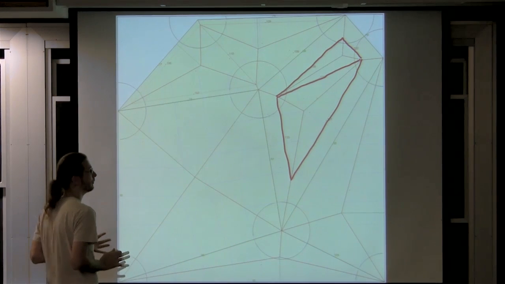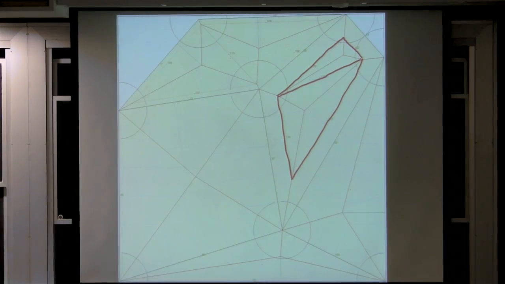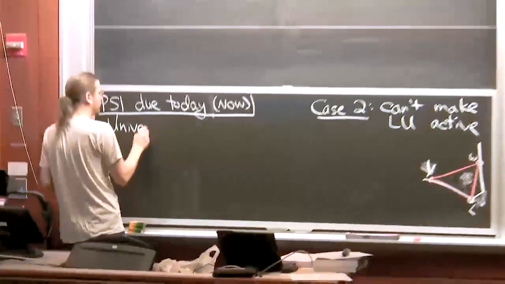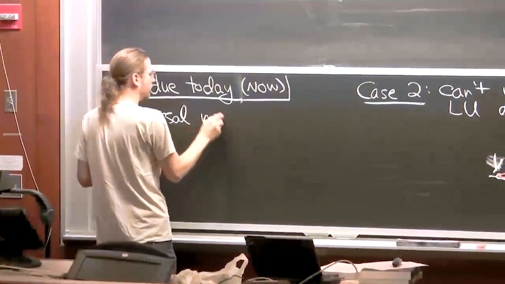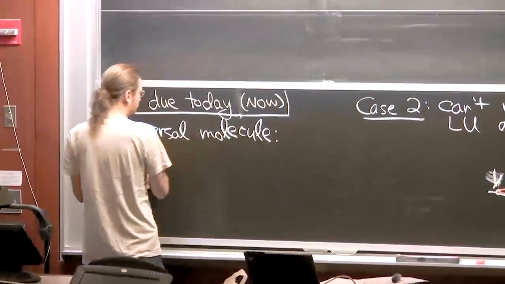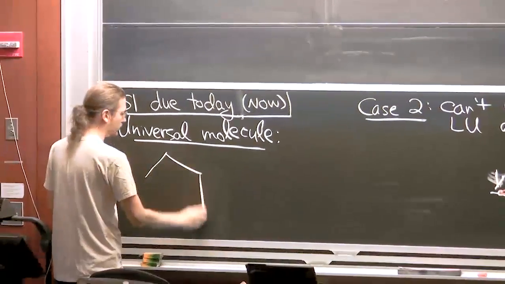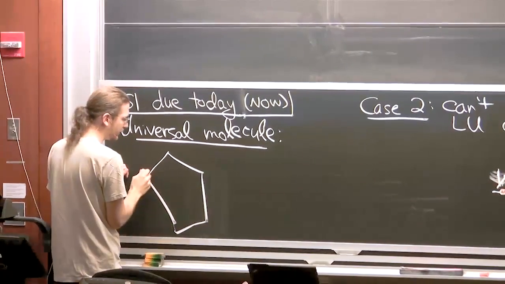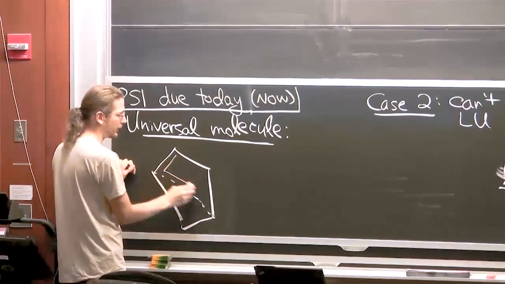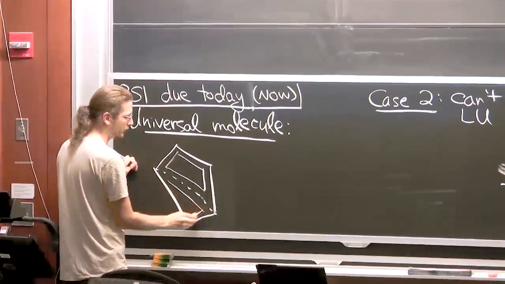So in general, for a universal molecule, there are two things that can happen. You can be shrinking your polygon and suddenly discover there's a newly active path, and then you have to divide it into two polygons and start shrinking those separately.